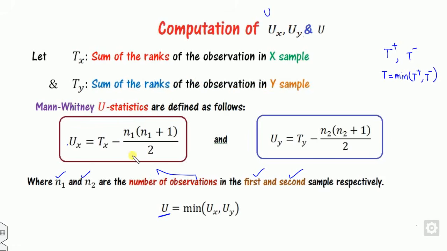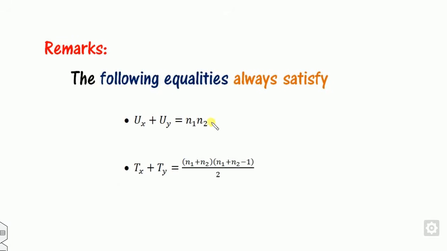Once you find this Ux and Uy, this is the one method. Otherwise, Ux and Uy always satisfy this relation: Ux plus Uy is n1 times n2, and Tx plus Ty is here. So what is the meaning of that?